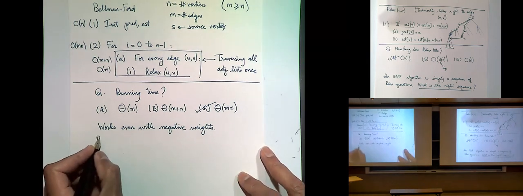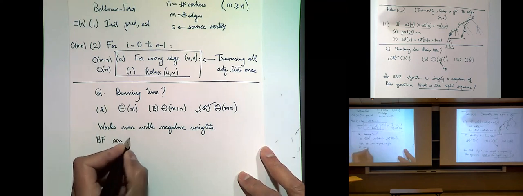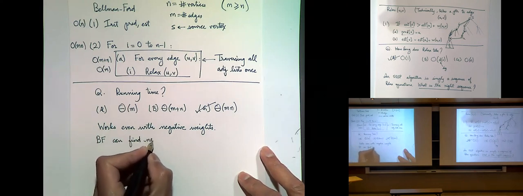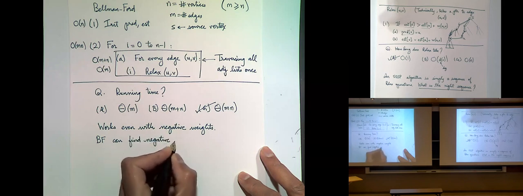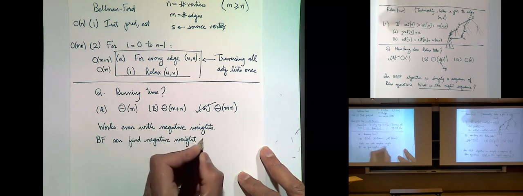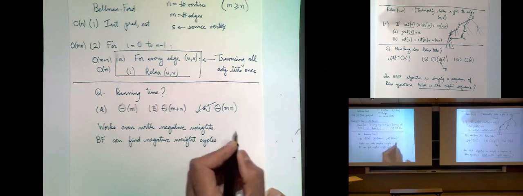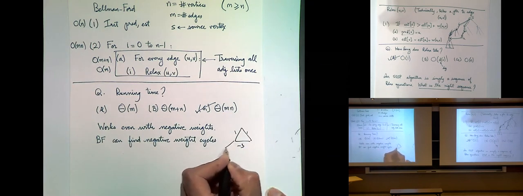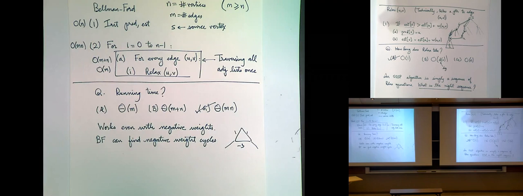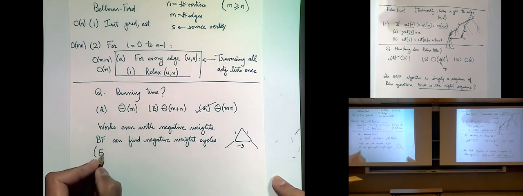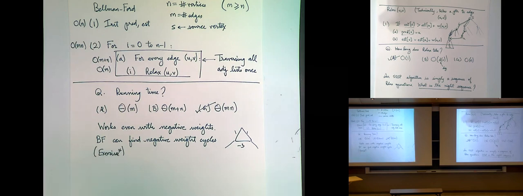It turns out Bellman Ford can find negative weight cycles. Meaning that if you have a situation like this, a negative cycle in your graph, Bellman Ford will actually discover it. It's not obvious, so I'm going to leave that as an exercise. It's a challenging exercise, marked with a star because you have to think about it carefully. But if you use the Bellman Ford algorithm just as is, you can even discover negative weight cycles.